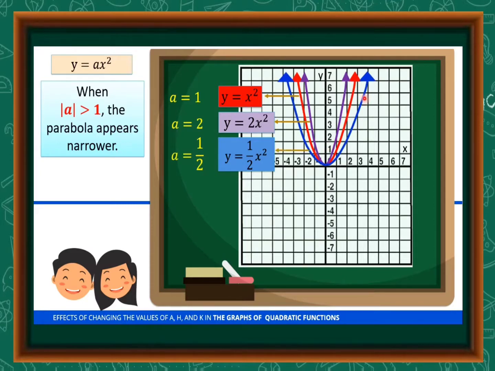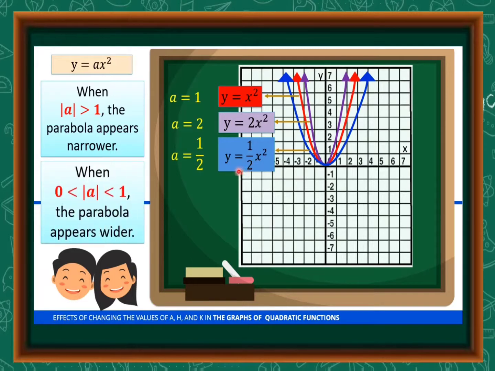So what happened? Ang absolute value ng 1/2 is 1/2. And kapag ang absolute value ng a ay mas malaki sa 0 pero mas maliit sa 1, ang parabola appears wider. Since ang absolute value ng a dito sa ating function na y is equal to 1/2 x squared ay mas maliit sa 1 pero mas malaki sa 0, ang kanyang graph ay wider or mas malayo sa y-axis.